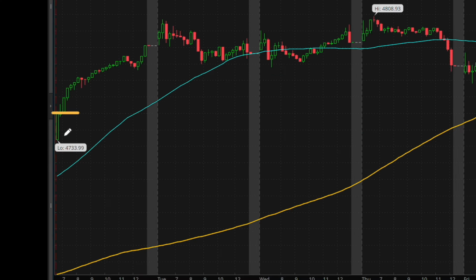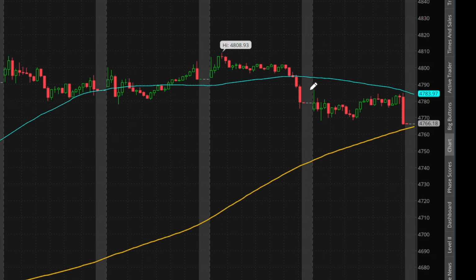On this day, mark off the top, mark off the bottom. It broke to the upside. I sold a put credit spread. It worked just fine, pretty clearly. The rest of the day, it continued up. On this day, marked off the top, marked off the bottom. It broke to the downside. I sold a call credit spread. It worked just fine. I captured 50 cents on this Friday.